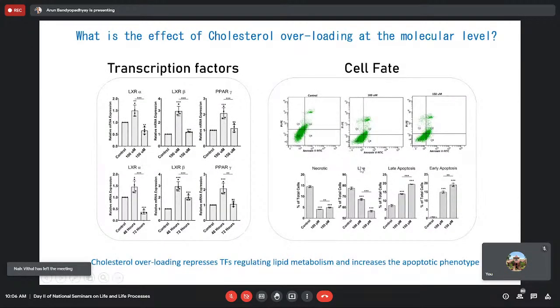And what is happening in the cell? In the cell fat, you can see this is very interesting data. As long as ABCA1 is there, ABCA5 is also there to a certain level. With cholesterol level up to 150 micromolar, the necrotic cells are reducing in number, but the apoptotic cells are increasing in number. So cells are going towards apoptosis, mostly early apoptosis, some later apoptosis also. So cholesterol overloading represses transcription factors regulating lipid metabolism and increases the apoptotic phenotype.